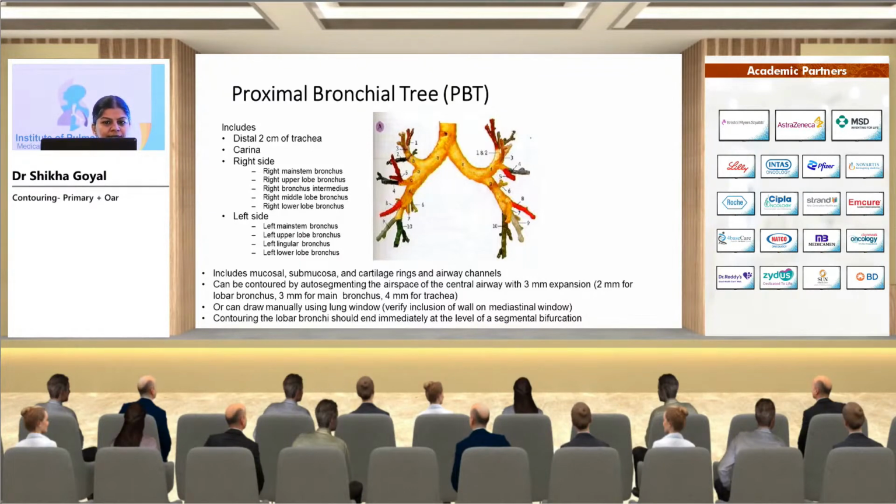On the right side, first, it is the right main stem bronchus. It gives the upper lobe bronchus and then continues as the intermediate bronchus. And this intermediate bronchus also gives rise to the middle lobe and lower lobe bronchi. On the left side, the main bronchus gives off the upper lobe bronchus and then also the lingular and lower lobe bronchi. So till the lobar bronchi, we have to delineate. But further segmental bronchi do not need to be delineated when we are drawing the proximal bronchial tree.